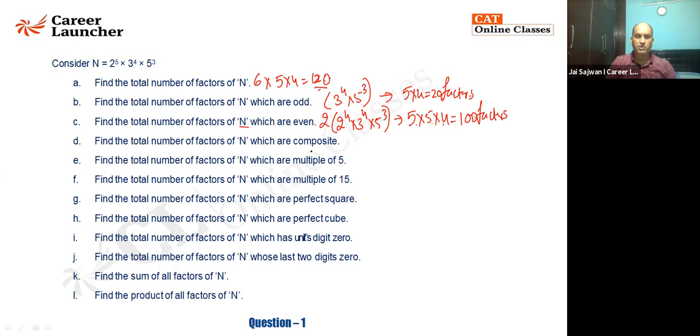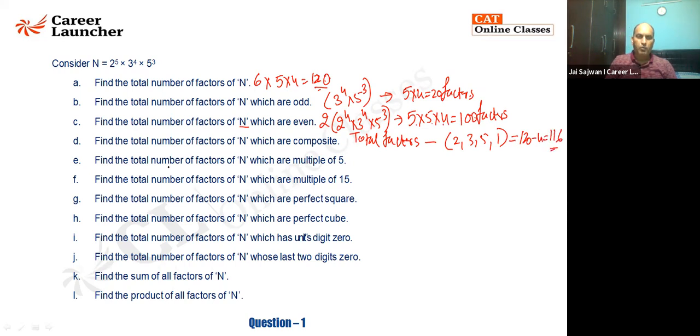Find the total number of factors of n which are composite. So what is the total number of factors? I'll subtract the number which are prime. How many prime numbers are there? That is 2, 3, 5. Along with that, don't forget to subtract 1 because 1 is neither prime nor composite. So I'll say it is 120 minus 4, which is 116.